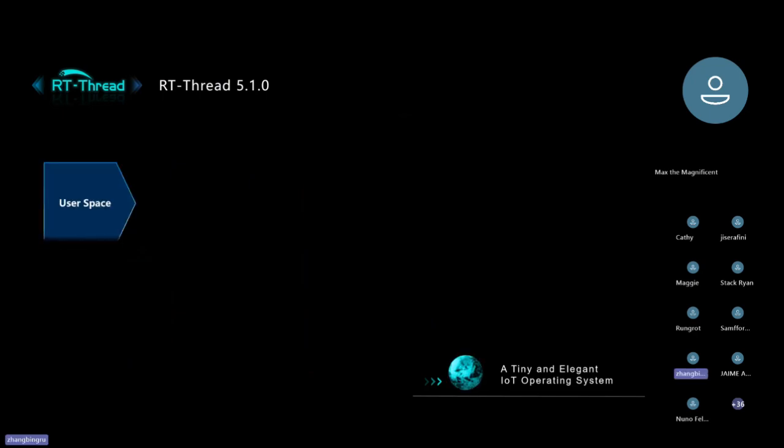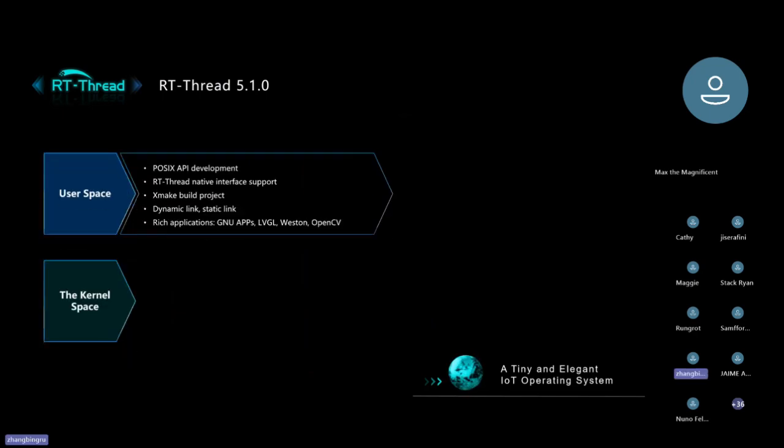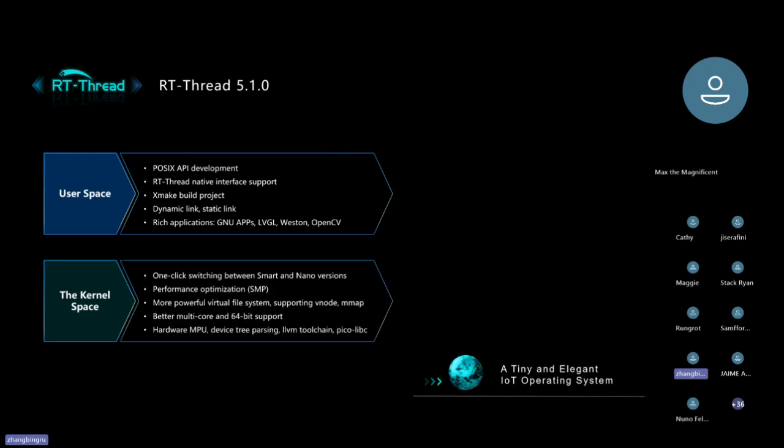RT Thread natively supports POSIX API development. You can write POSIX compliant code in C files, such as creating threads using the thread interface. You can then compile this code using the dedicated toolchain provided by RT Thread to generate ELF files that run on RT Thread. With the RT Thread VS Code plugin, you can enjoy a seamless development experience.